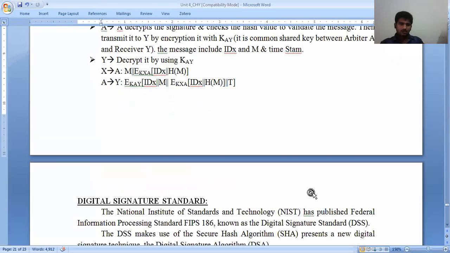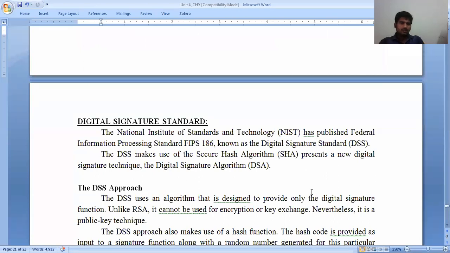So that is about it. Now we have digital signature standards. The National Institute of Standards and Technology (NIST) has published the Federal Information Processing Standard FIPS 186, known as the Digital Signature Standard (DSS). The DSS makes use of the Secure Hash Algorithm and presents a new digital signature technique, the Digital Signature Algorithm (DSA).